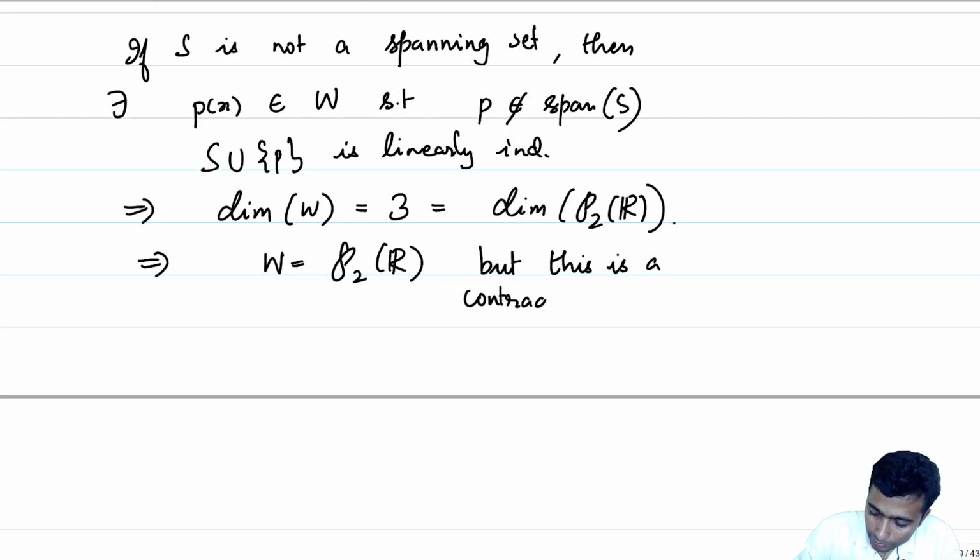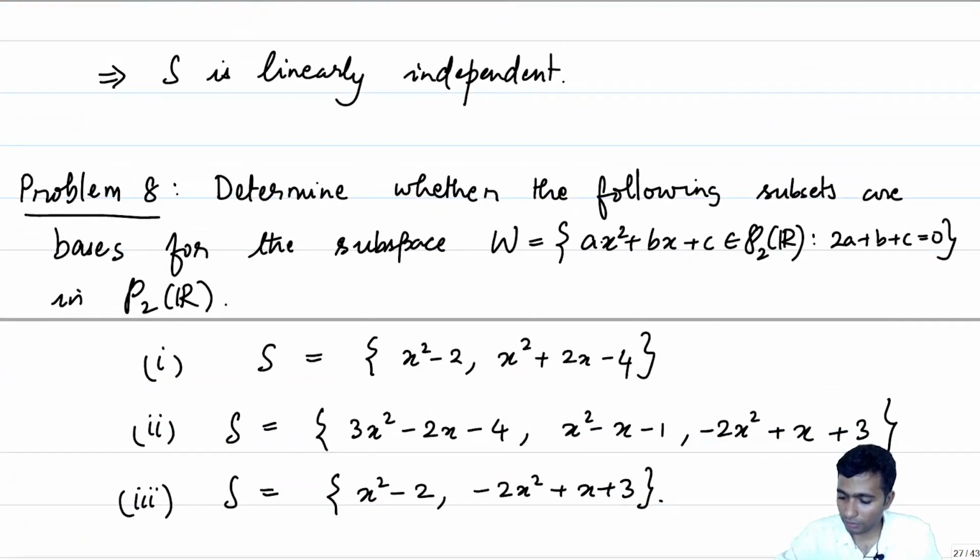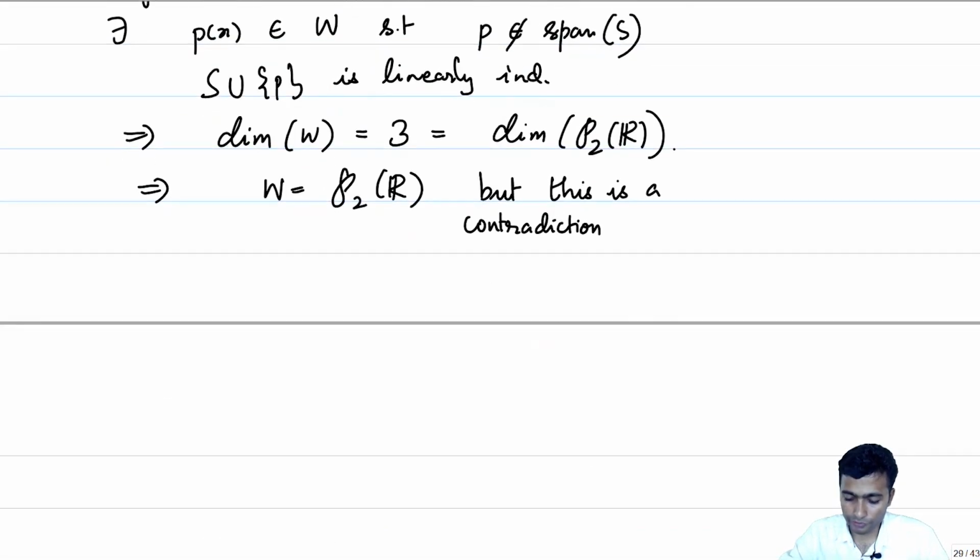Why is this a contradiction? Because every element in P2 of R does not satisfy the equation of the coefficients, which I am now underlining in green. For example, look at 2x square. 2x square has coefficients 2 for x square and 0 and 0. So, 2a plus b plus c will give us 4, which is not equal to 0. So, every element of P2 of R does not satisfy this relation when it comes to coefficients.